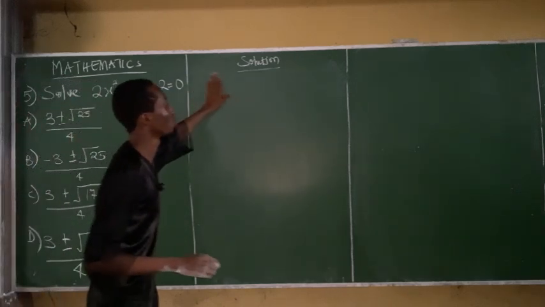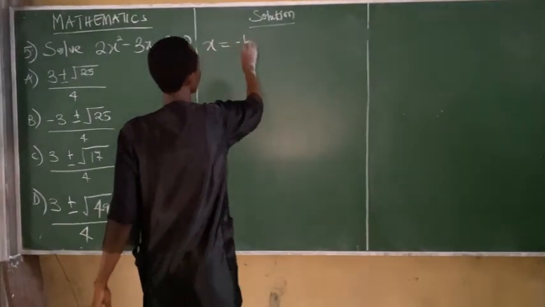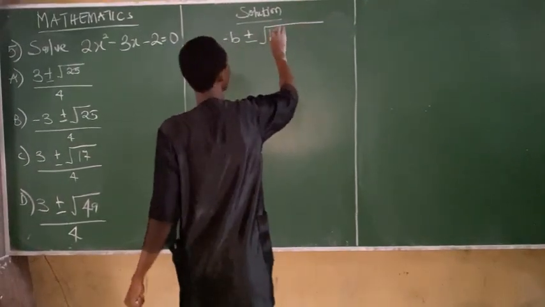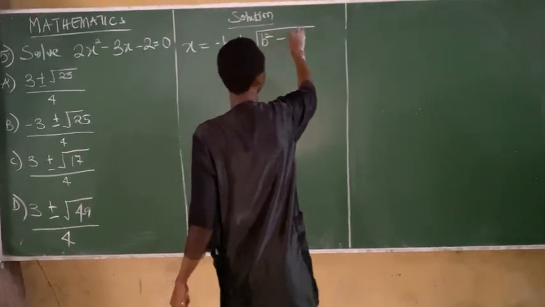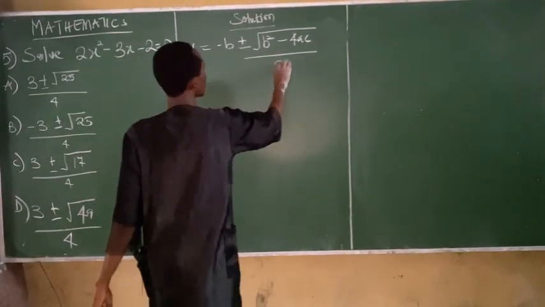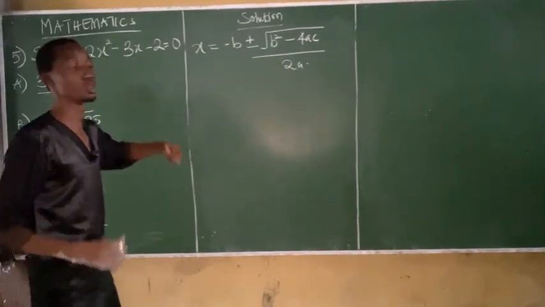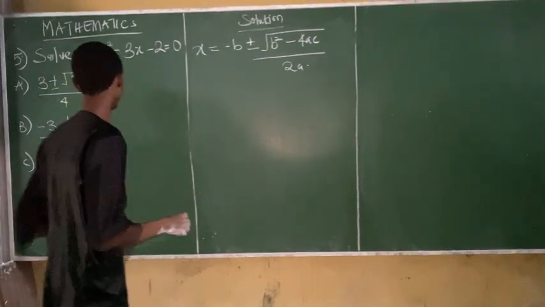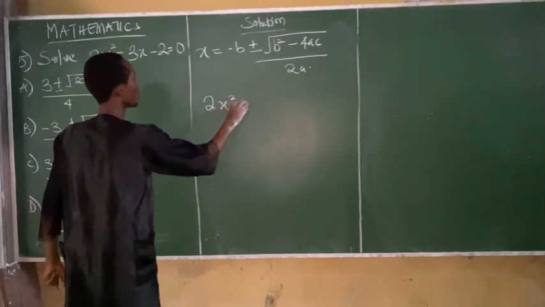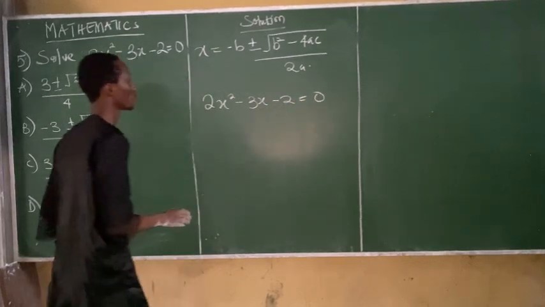So using the formula method, we have x is equal to minus b plus or minus the square root of b squared minus 4ac, all divided by 2a. This formula is called the formula method. Some persons call it the almighty formula. From this question, we have 2x squared minus 3x minus 2 is equal to 0.